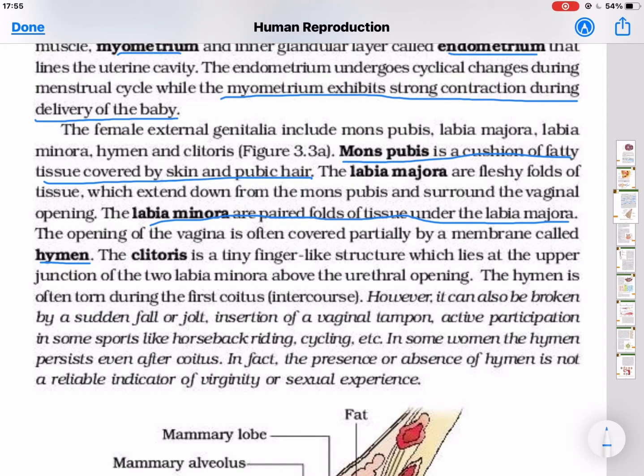The hymen is often torn during first coitus, that is intercourse. However, it can also be broken by a sudden fall or jolt, insertion of a vaginal tampon, active participation in some sports like horseback riding, cycling, etc. In some women, the hymen persists even after coitus. In fact, the presence or absence of hymen is not a reliable indicator of virginity or sexual experience.